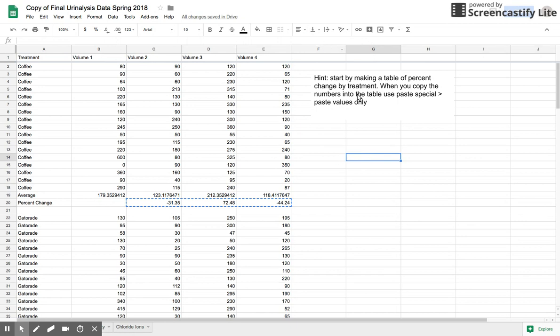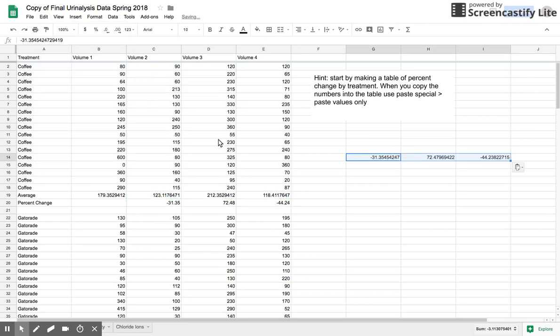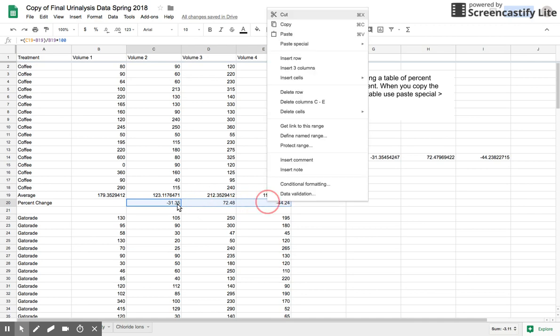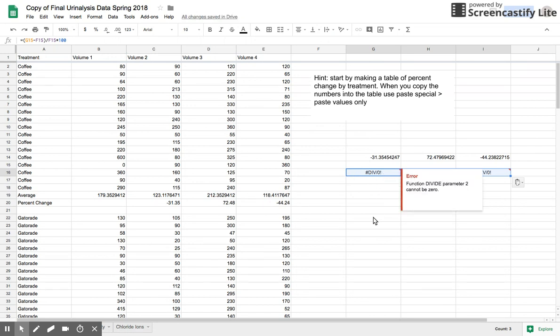When I paste them in this table that is going to help me make my graph, I need to go to Paste Special and Paste Values Only. If I don't do that, let's see what happens. If I just copy it and paste it, the reason why I'm getting these error messages is because this is a formula. I've just pasted a formula, and there's no cells for that formula to work with. So remember to always paste special and paste values only.